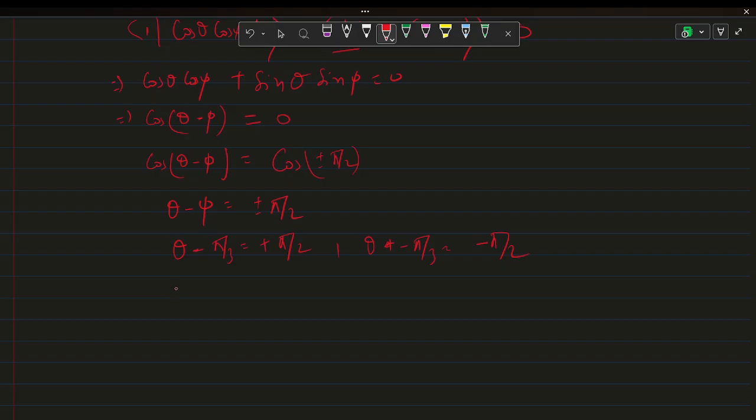So here theta could be theta is equal to pi by 2 plus pi by 3. Theta is equal to minus pi by 2 plus pi by 3. So here 6 3 pi plus 2 pi, and this theta.